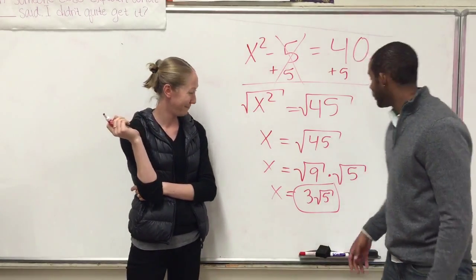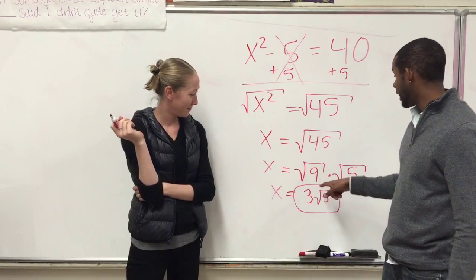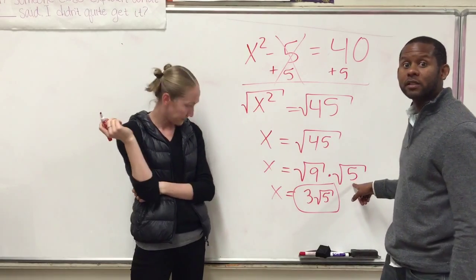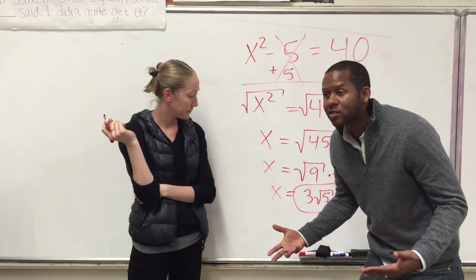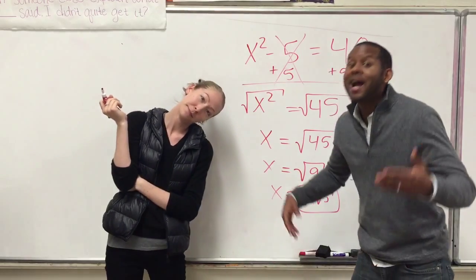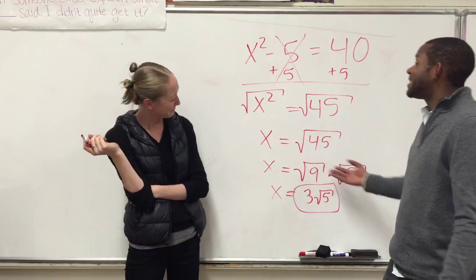Point this out. Notice, 45. I could have broken it down to like 15 times 3. But why would I not do that? Question popped up. I wouldn't do that because it doesn't help me.